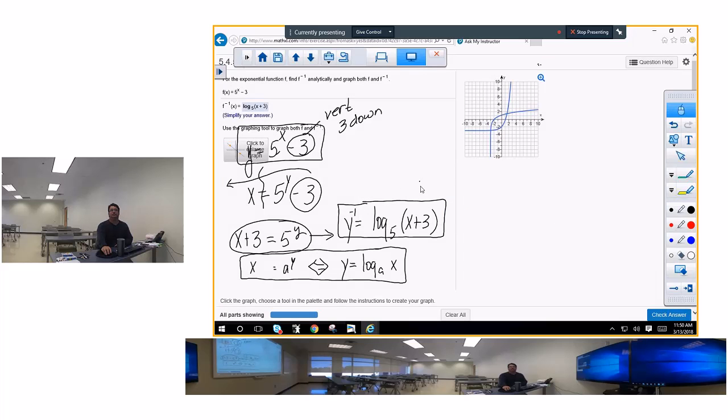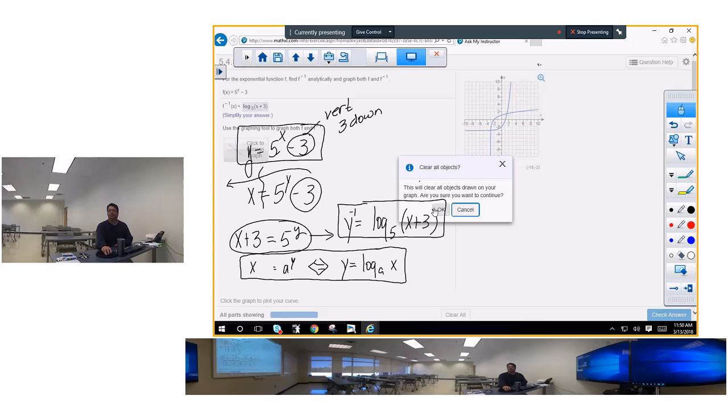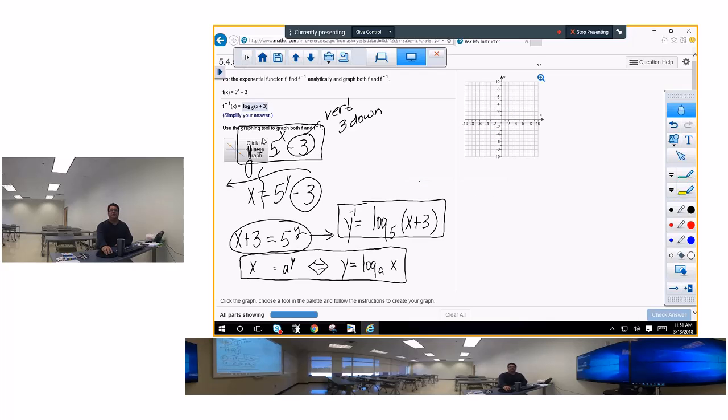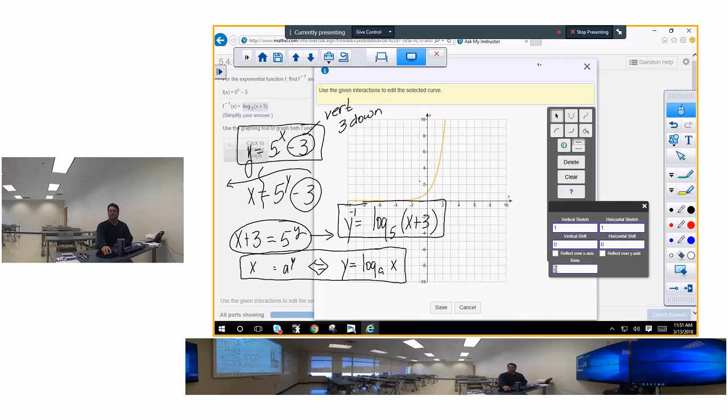Okay, I don't think I put in 5 to the x. But let me go back and change it. Evidently it has an e to the x on the bottom. Clear. Yes, I want to clear it. I think it's defaulting to e to the x, and you have to change it. Yeah, see the e down here? It's defaulted to e, so you have to backspace and hit 5, 5 to the x, and then go up here, and your vertical shift is 3 down. There we go.